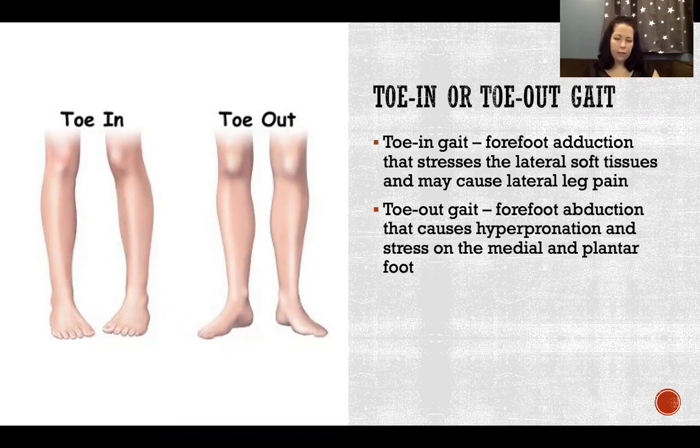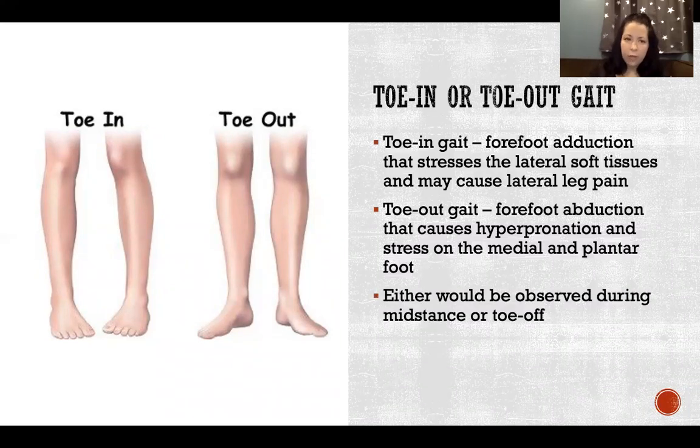So in a toe-in gait, there's forefoot adduction. So the forefeet are toward the midline, and that stresses the lateral soft tissues and could cause lateral leg pain. And by leg, here we're referring to between the knee and the ankle. It's the anatomical region that is the leg. It's just knee to ankle. So that toe-in gait might put a lot of stress on that lateral part of the leg and cause soft tissue pain there. Toe-out gait is forefoot abduction, causes hyperpronation and stress on the medial and plantar foot.